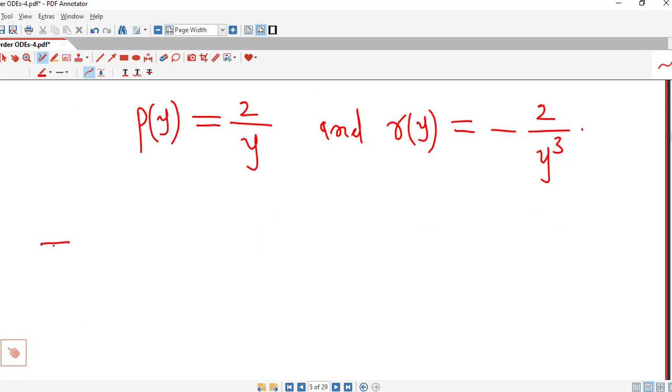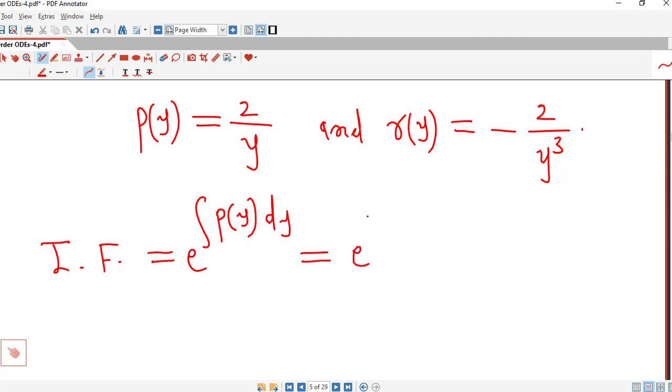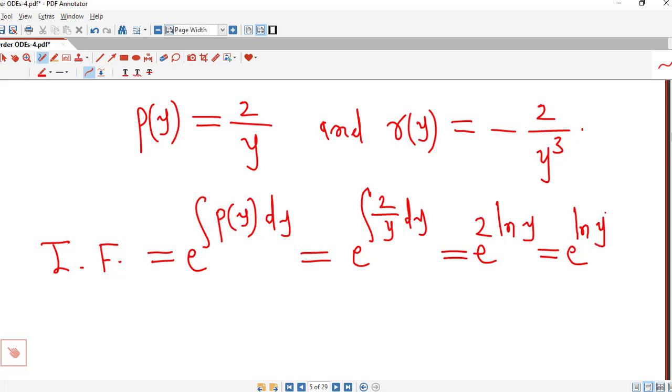Now as we know, the next step is we find the integrating factor, that is going to be e to the power integral of Py with respect to y. This is going to be e to the power integral of 2 by y. The integral of 1 over y is ln y. So this we can rewrite as e to the power ln y square, which is equal to y square. Now we write down the general solution.